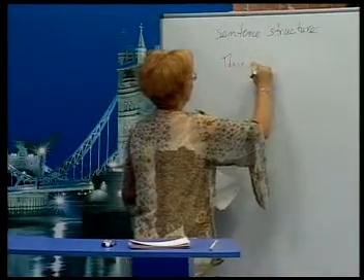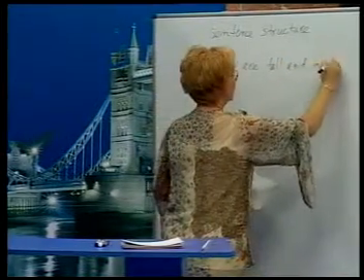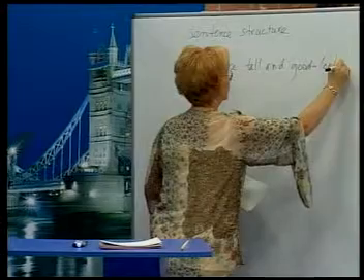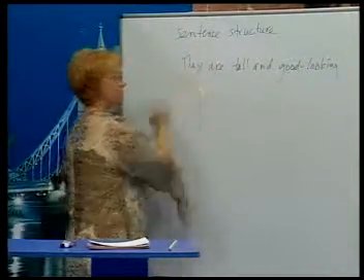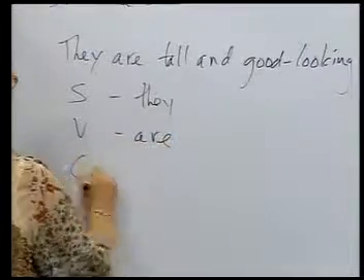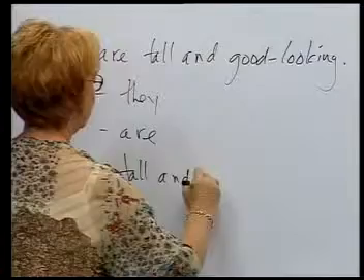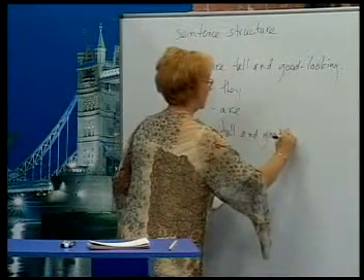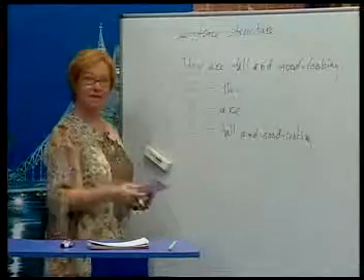Now, Isabel, here is the last one. They are tall and good looking. What is the subject? They. What is the verb? Are. And what is the complement? Tall and good looking. Good girl. Very good. Now say the sentence. They are tall and good looking.